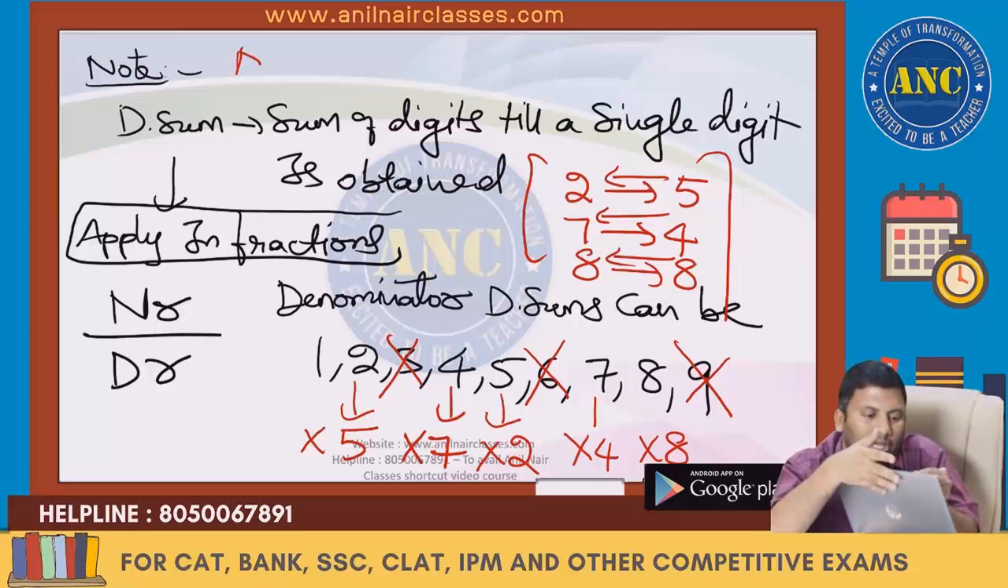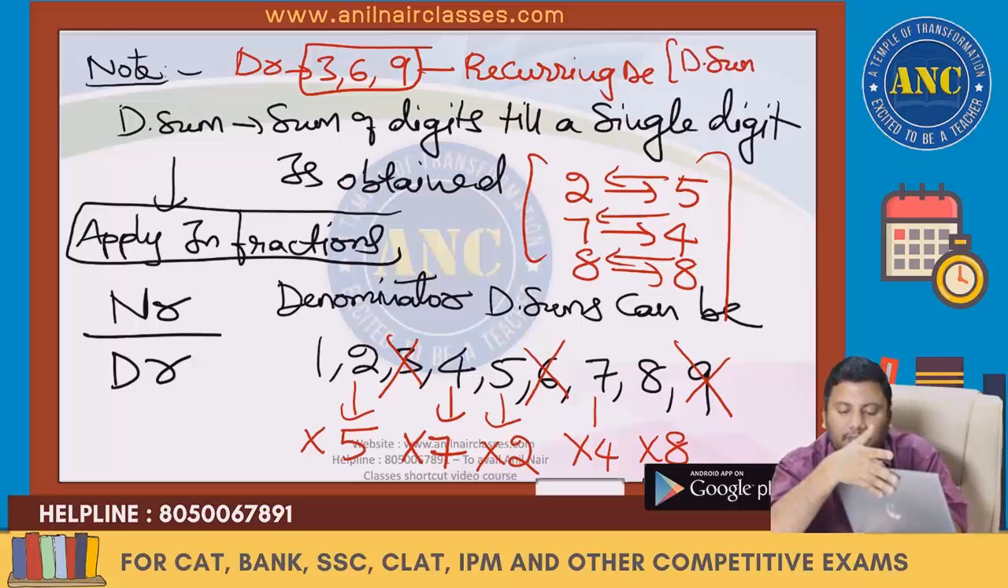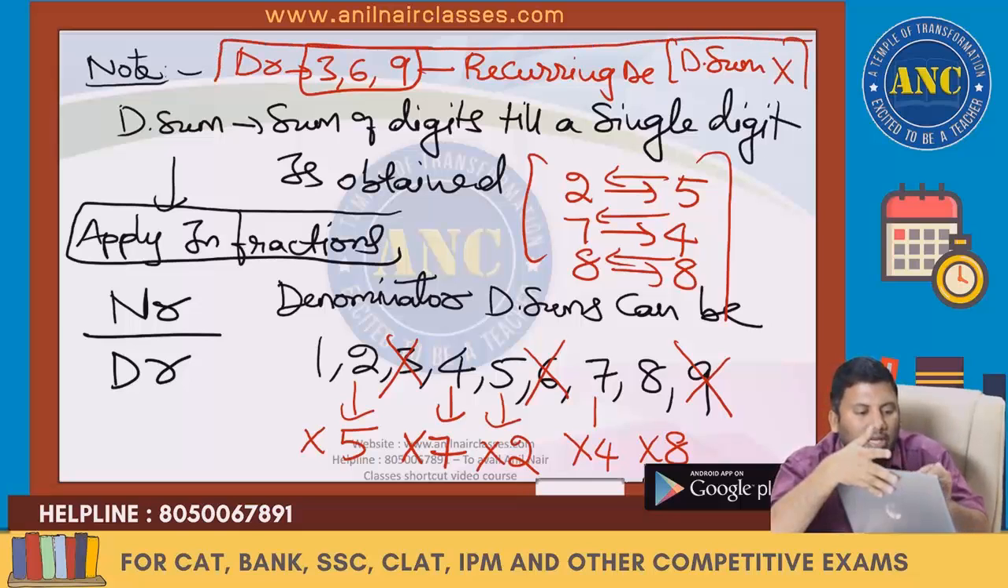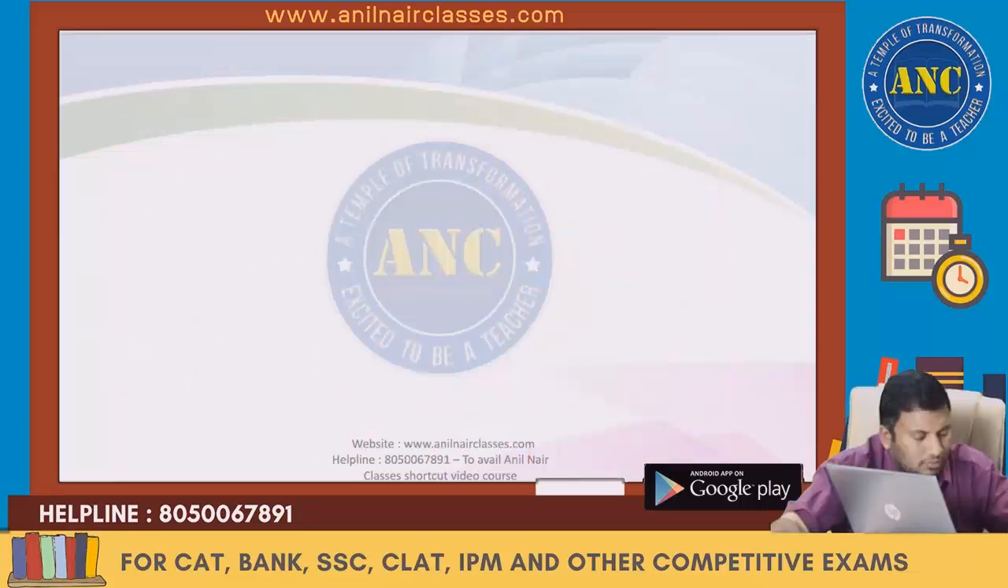Now, if the denominators are 3, 6 and 9, this will result in a recurring decimal. Digital sum cannot be applied. Please make a point: if the denominator digital sum is 3, 6 or 9, I will get a recurring decimal. In recurring decimals, digital sum is not allowed. Why it cannot be applied, we will also see. Digital sum can also be applied in fractions, though people don't know. One minute.